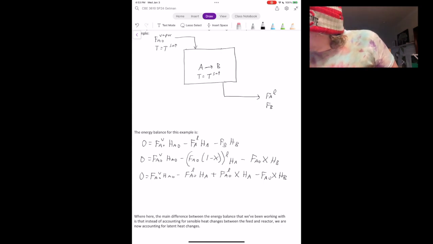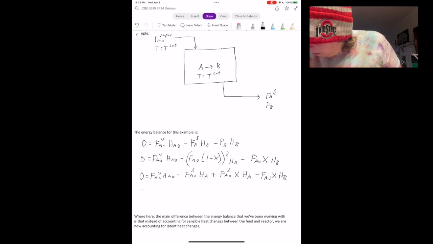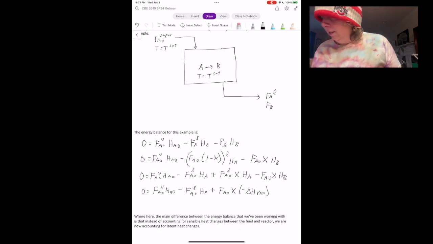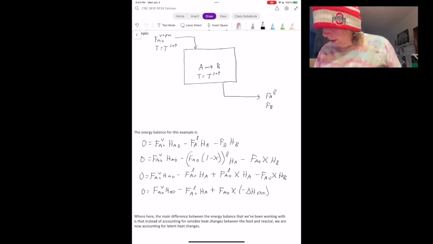Okay, so here again, I'm going to combine to get my heat of reaction term. I'm going to deal with these terms in just 1 second. But here I have my heat of reaction. I'm going to say plus FA naught X, negative heat of reaction. This takes care of these last two terms involving HA and HB.